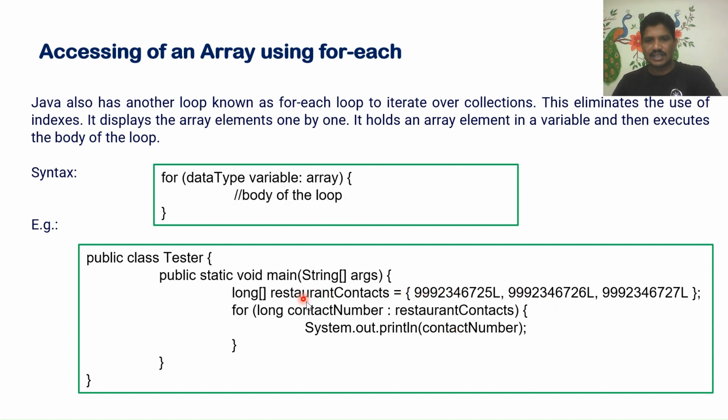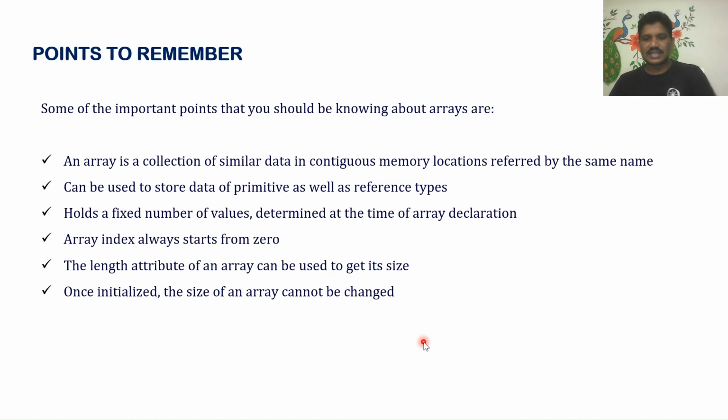I have done the declaration of the array. The array name is restaurantContacts. Here I did not use any index. The data type, the variable name is contactNumber, the colon, and the array name restaurantContacts. Here System.out.println, with contactNumber as the variable name. Each and every value is stored in contactNumber, and that information is displayed in the output console. This is the way we can access all the elements by using the for each statement.